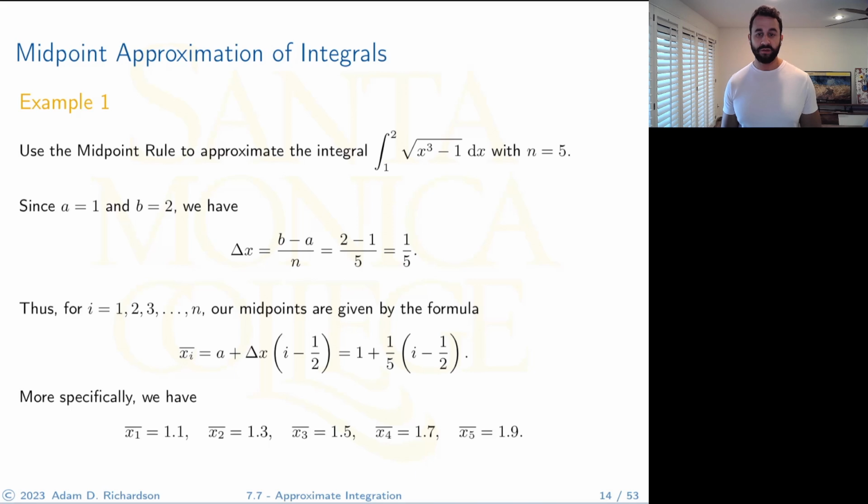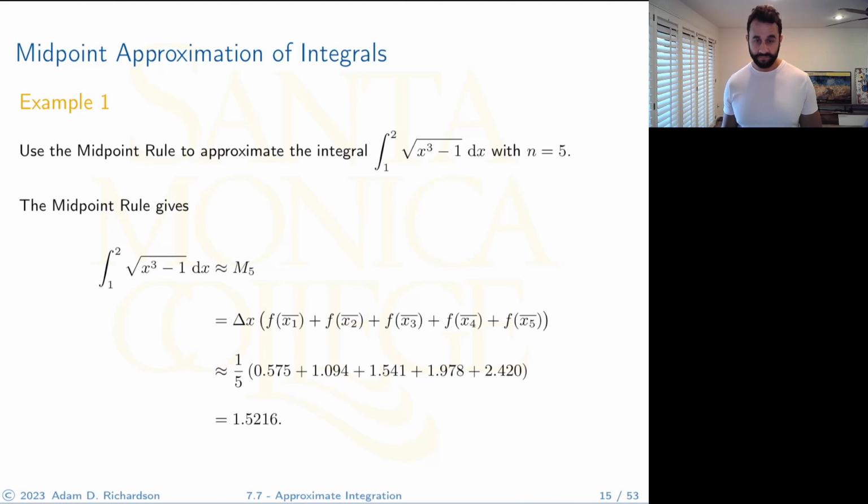So at each one of those points, we're going to evaluate the function to get the height of the rectangle, and then we're going to multiply those heights by delta x, and then we're going to add up all those results. Let's see what we get. All right, this integral is approximately a midpoint approximation with 5 subintervals, and that's given by this, right? It's just delta x times those heights.